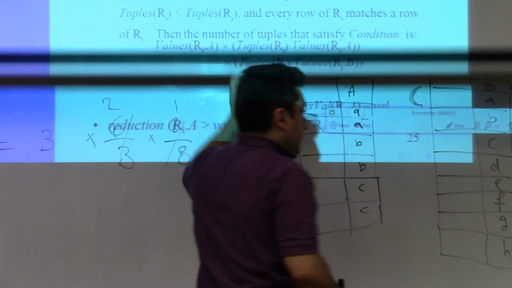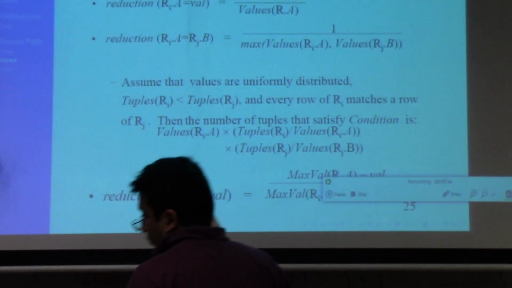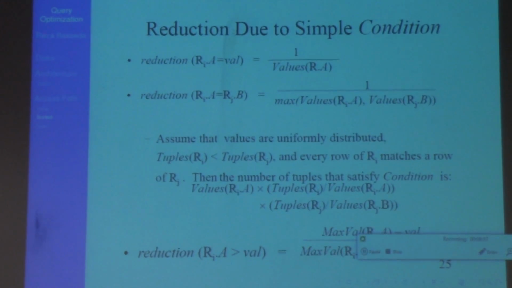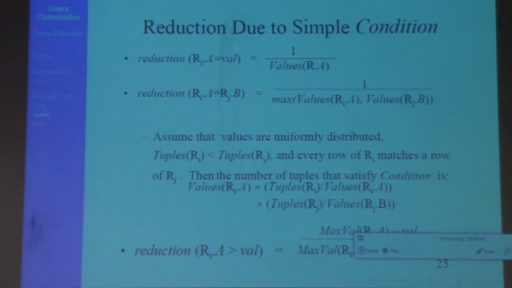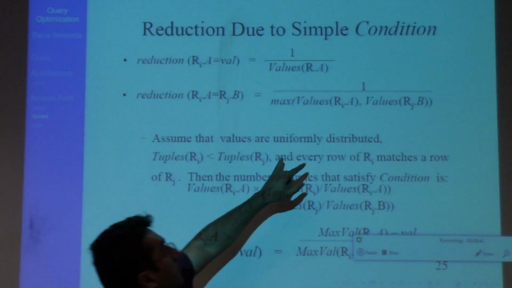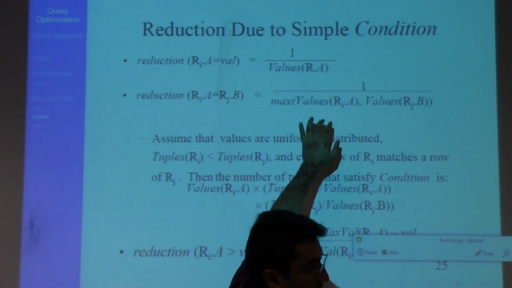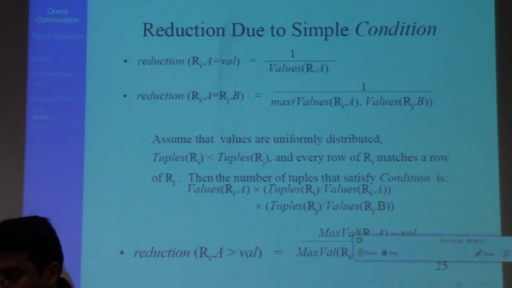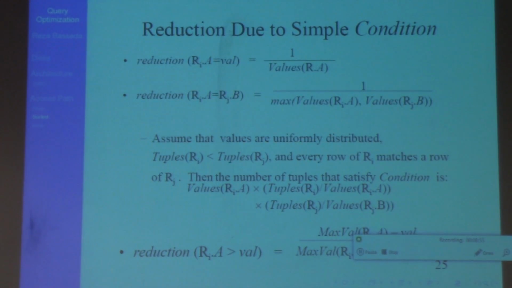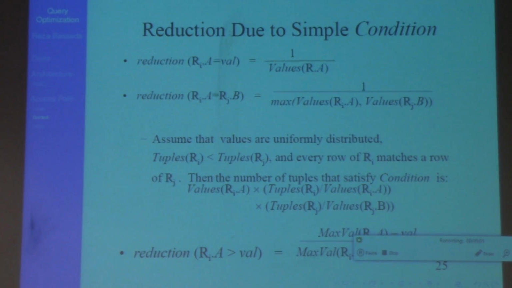Okay, so since we are looking at the reduction, we are looking for the minimum reduction. Then, in order to find the maximum matching, we are taking the maximum of RIA and RJB. So the result will be 1 over the maximum of values of RIA and values of RJB. Right?